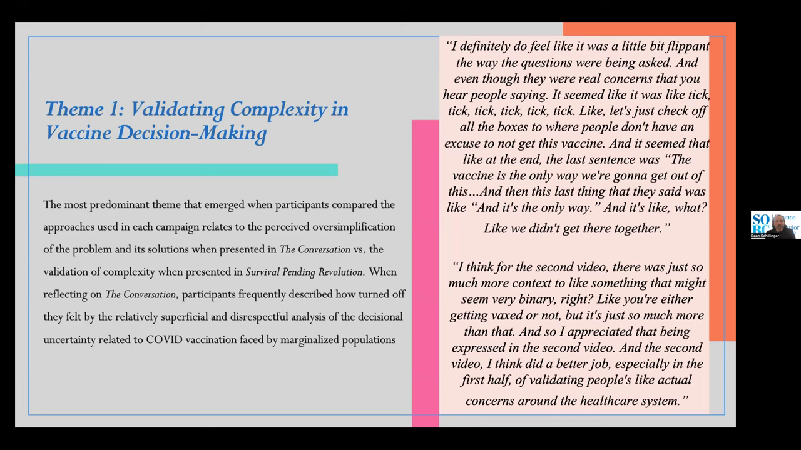The most predominant theme that emerged in comparing the two approaches was that they felt that there was an oversimplification of the problem of COVID and its solutions of vaccination, when presented in the Kaiser Family Foundation's The Conversation, versus the validation of complexity, what you saw here today, for example, in Nia's poem, when presented in Survival Pending Revolution. And those watching The Conversation frequently described how turned off they felt by the relatively superficial and disrespectful analysis of the uncertainty related to COVID vaccination that's faced by marginalized populations.